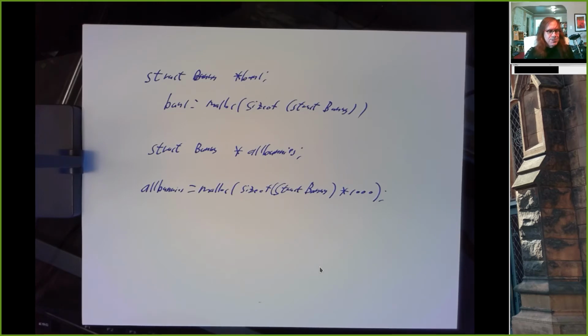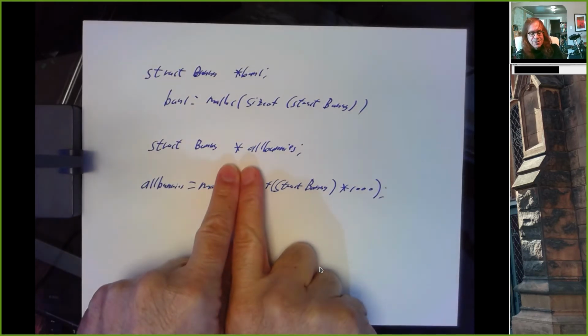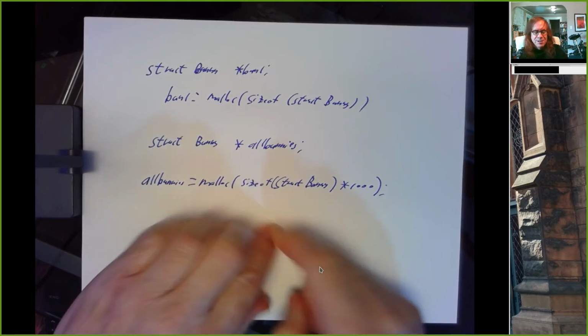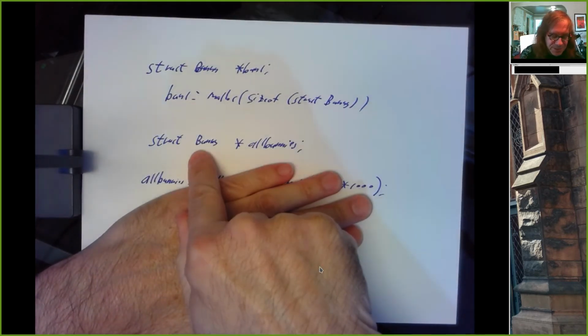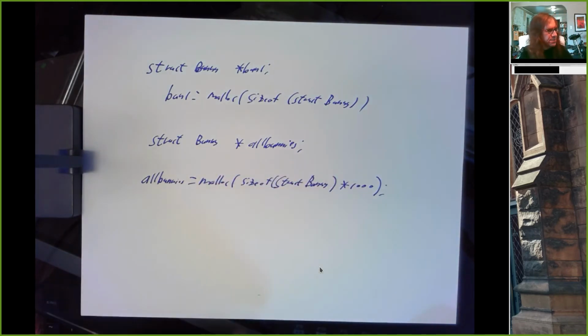Now some people did a double star here and said struct bunny star star all bunnies. That's making all bunnies an array of pointers to struct nodes. That's a valid thing to do, but it's different from what we're trying to do here. This is making an array of struct bunnies. Star star would make an array of pointers to struct bunnies.